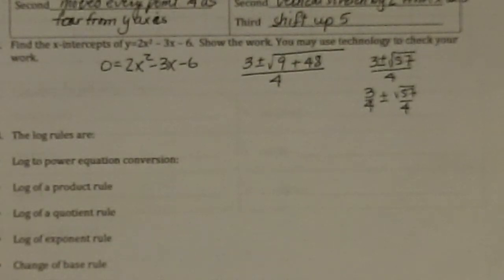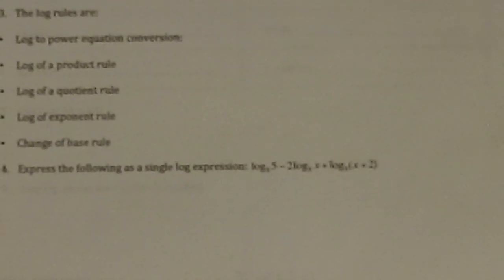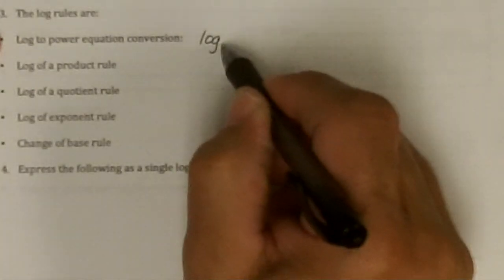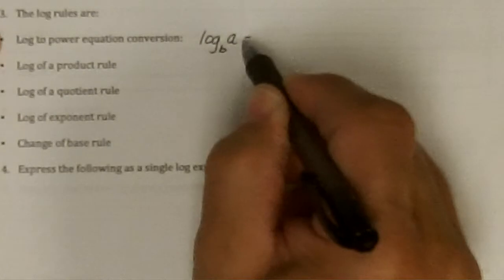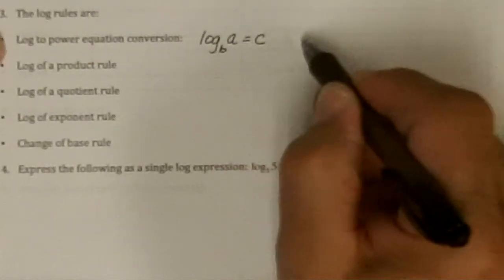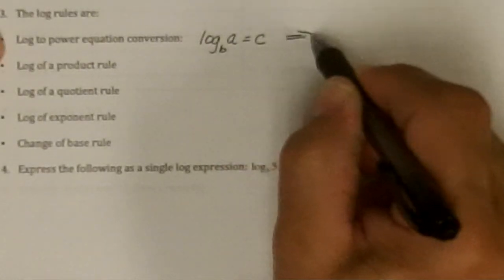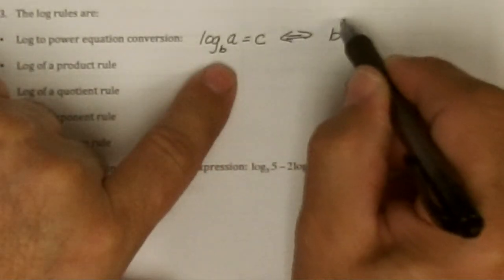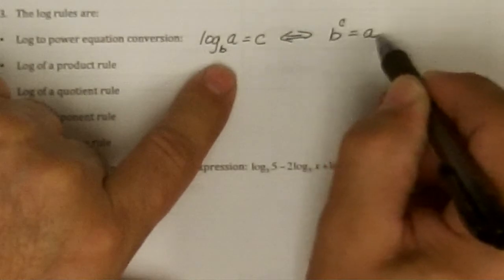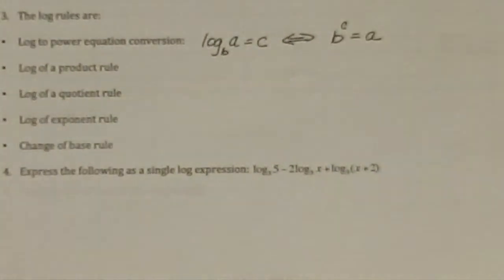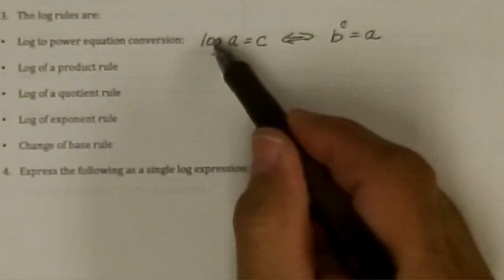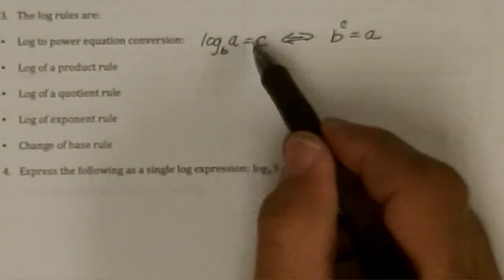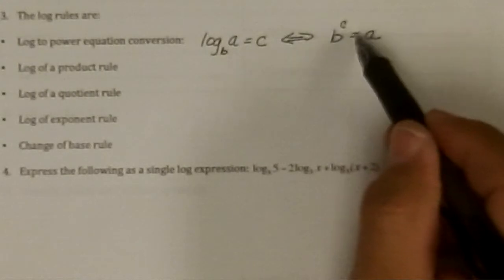Okay. The log rules. Changing a log. So if I had the log base b of a equals c, to change that to a power equation, that would be b to the c equals a. To what power do I take b to get a? B to the c equals a.